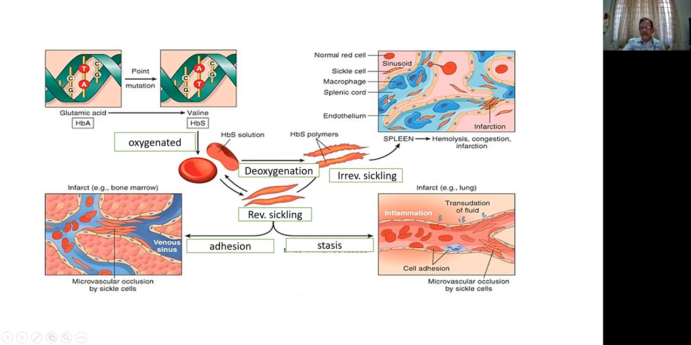And these are all narrow sinusoidal spaces in an organ such as the spleen. So you find in the sinusoids, apart from the endothelial cells, there will be phagocytic cells. Look at these blue cells, they are all phagocytic cells. And once there is sickling, there is stasis, and they are phagocytosed and destroyed. So this is the spleen. In the spleen, there can be hemolysis, congestion, as well as infarction because of repeated obstruction.